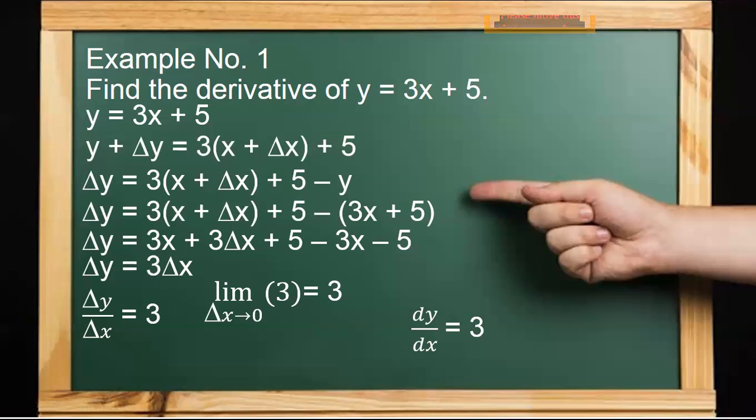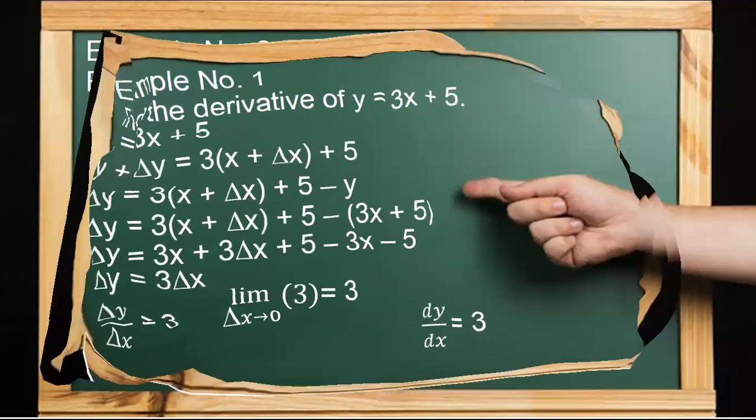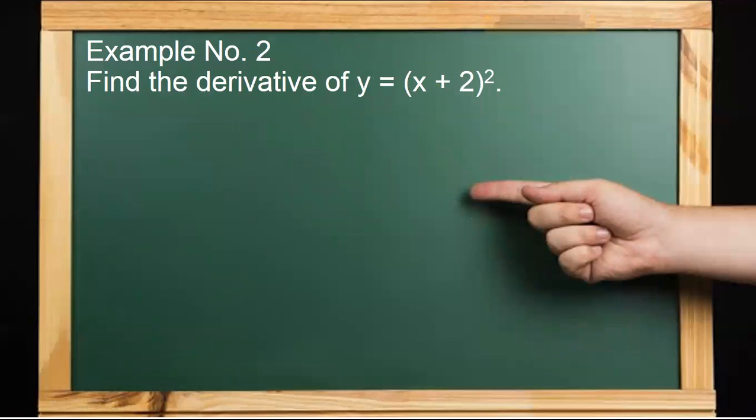Next example. We're going to find the derivative of y equals the quantity x plus 2, squared. I'm going to rewrite the function here. Then, to determine the derivative, we're going to expand it first using the square of a binomial in algebra. So this will be y equals x squared plus 4x plus 4.